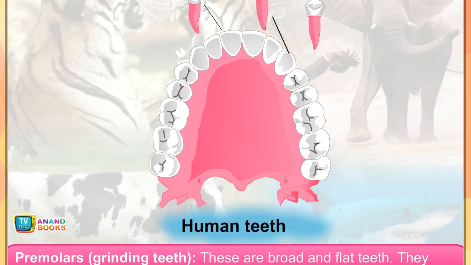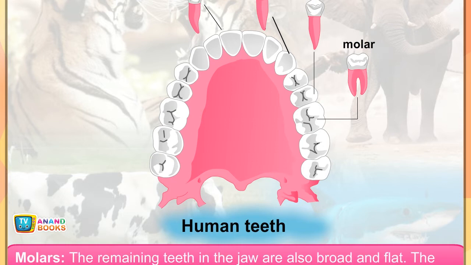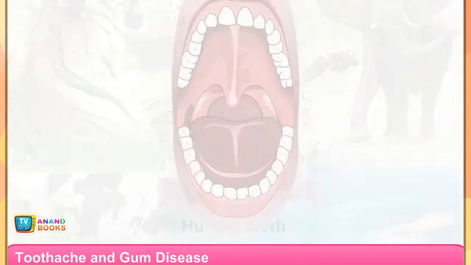Premolars, grinding teeth. These are broad and flat teeth. They grind food and convert it into fine pieces. There are 2 premolars next to each canine. Molars. The remaining teeth in the jaw are also broad and flat. The last 2 or 3 teeth on both sides of each jaw are the molars. These teeth are also used to crush and grind food.